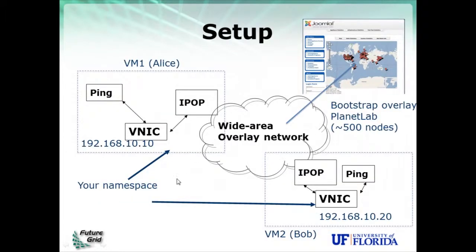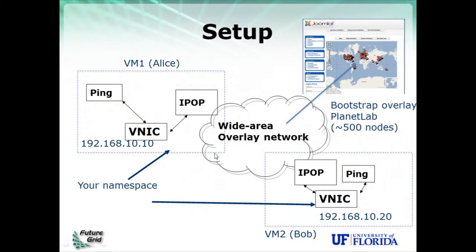So the setup will then look as follows. You're going to deploy one virtual machine that we're going to call Alice, and it's going to obtain this static IP address in IPOP. You're going to define your own namespace for the IPOP virtual network, and you're also going to deploy a second virtual machine, Bob. And these 2 virtual machines will be able to ping each other, communicate with each other.